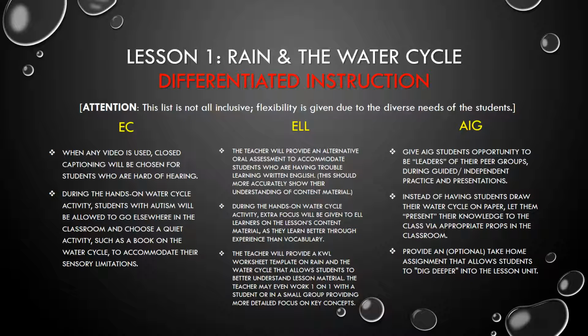The provisions made for AIG students include giving them an opportunity to be leaders of their peer groups during guided and independent practice and presentation. Instead of having students draw their water cycle on paper, let them present their knowledge to the class via appropriate props in the classroom. Thirdly, provide an optional take-home assignment that allows students to dig deeper into the lesson unit.